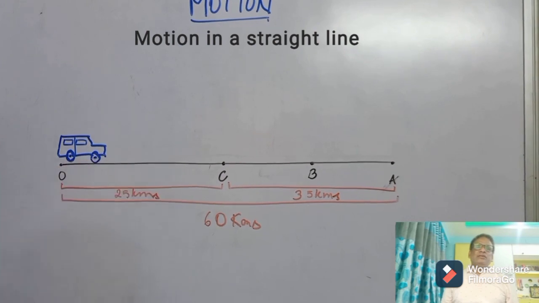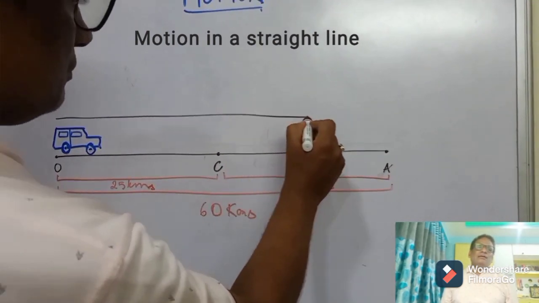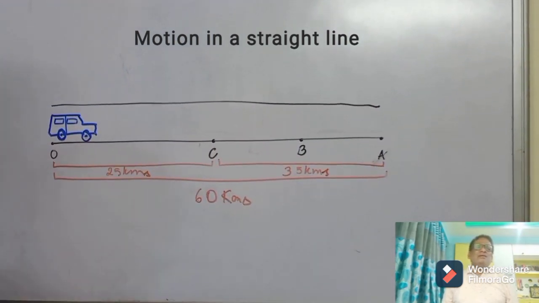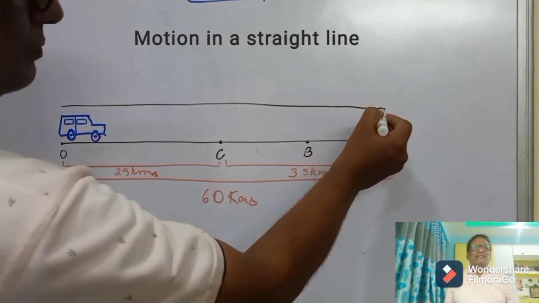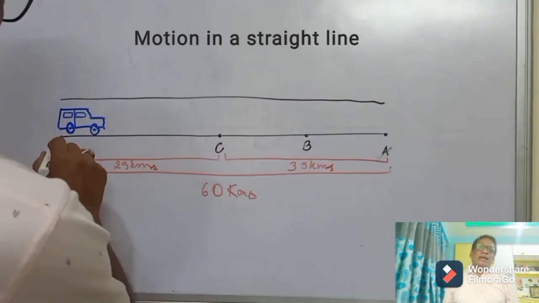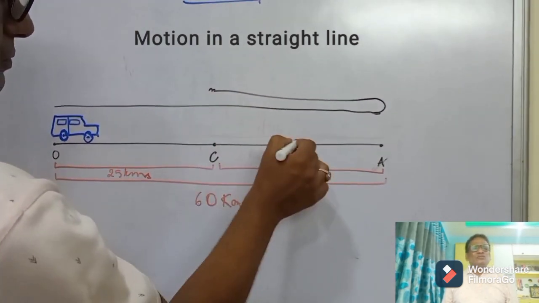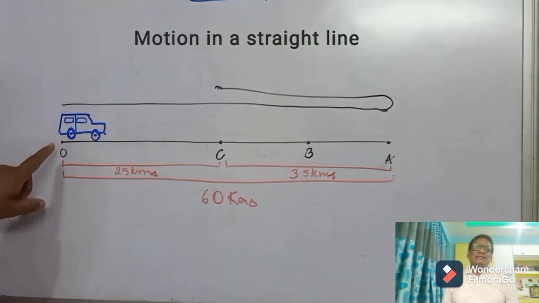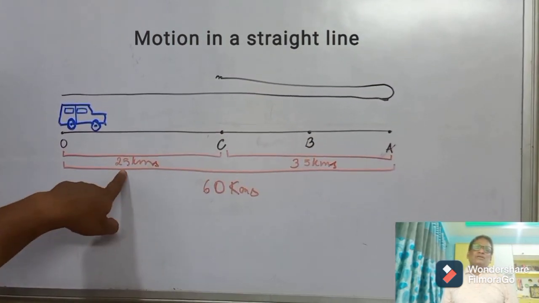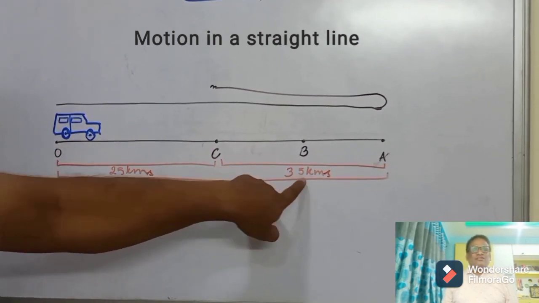It starts its journey from point O, which is taken as the reference point, and A, B, and C represent the position of the car at different instants. The car moves from O to A and comes back to C through B. Let us assume that OA is 60 kilometers and OC is 25 kilometers. So AC is 60 minus 25 equals 35 kilometers.